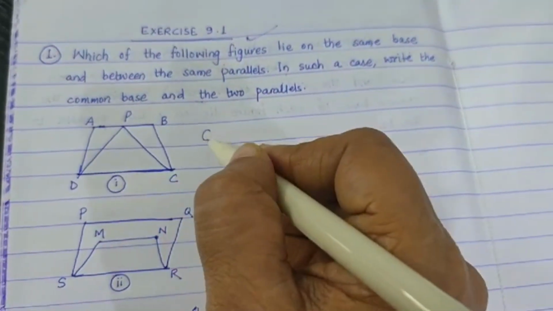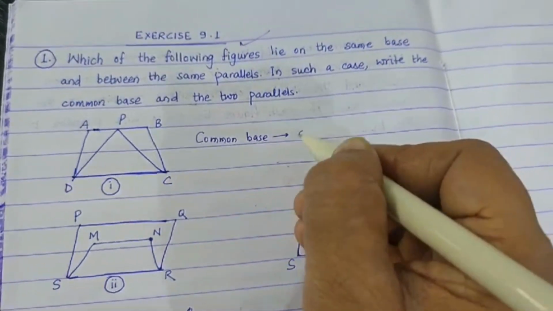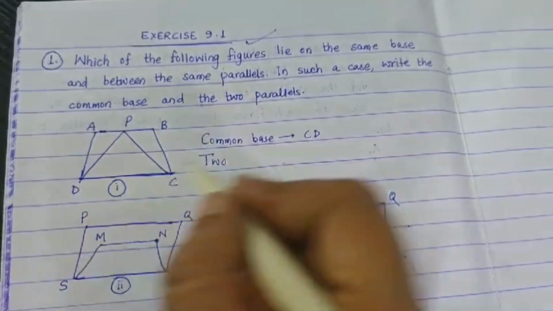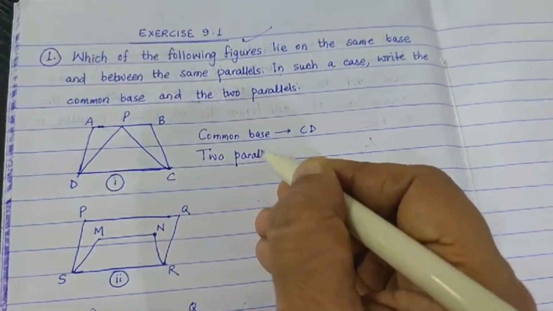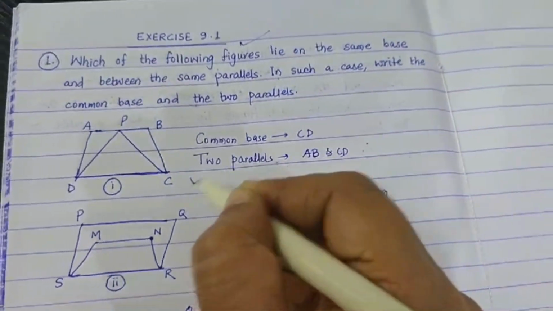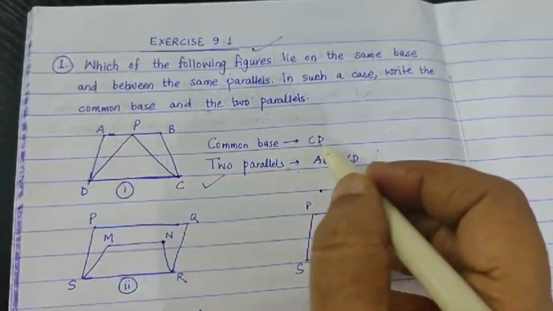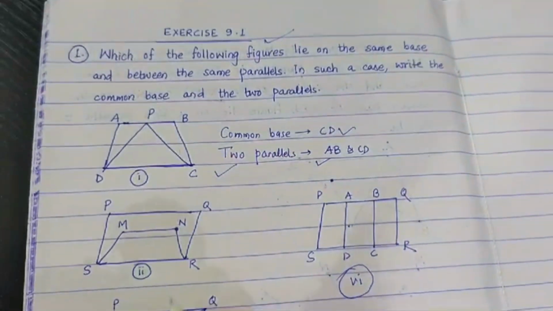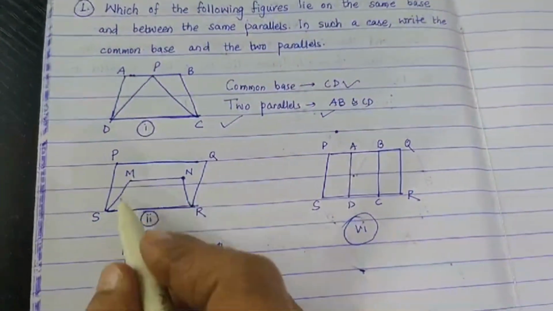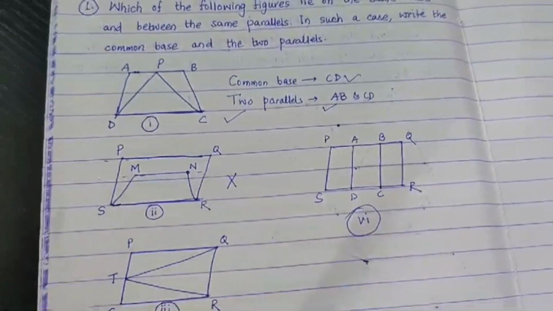So we have to write the common base. The common base is CD, and the two parallels are AB and CD. These two, one trapezium and one triangle, are lying on the same base and between the same parallels. Let's come to the second figure. The base is SR, but it is not between the same parallels. Here the line is different. So this will not be a case.